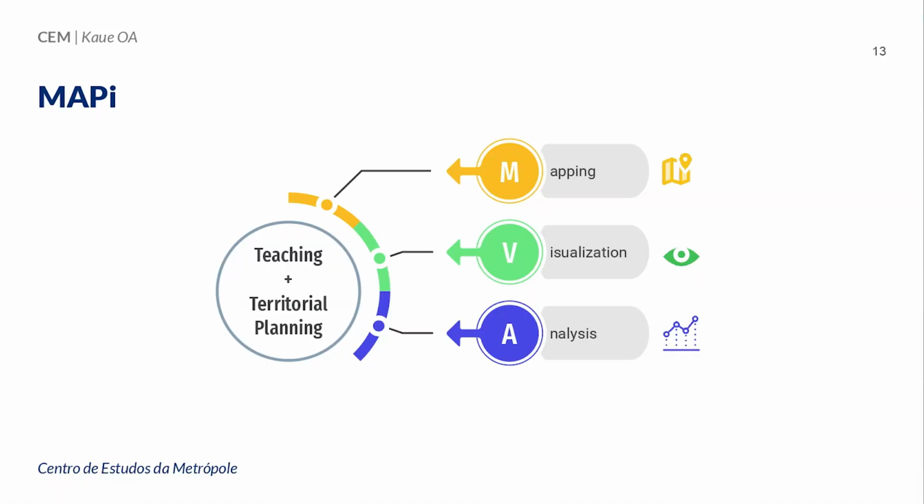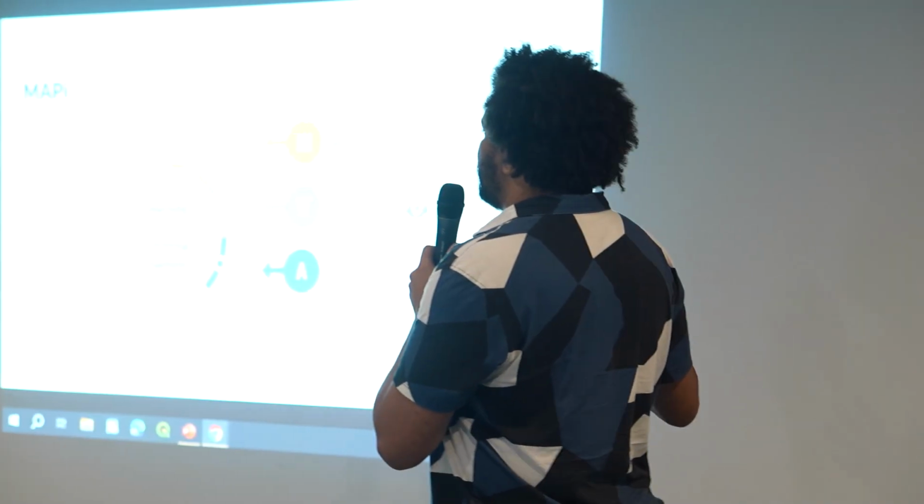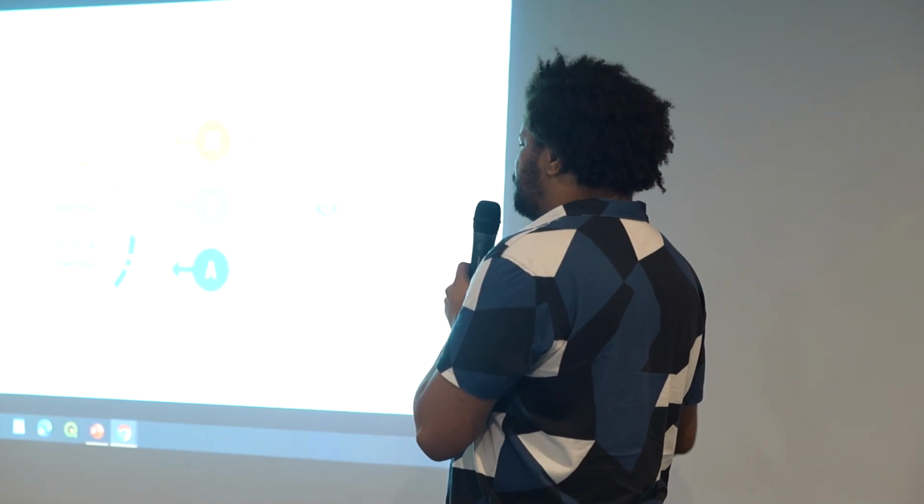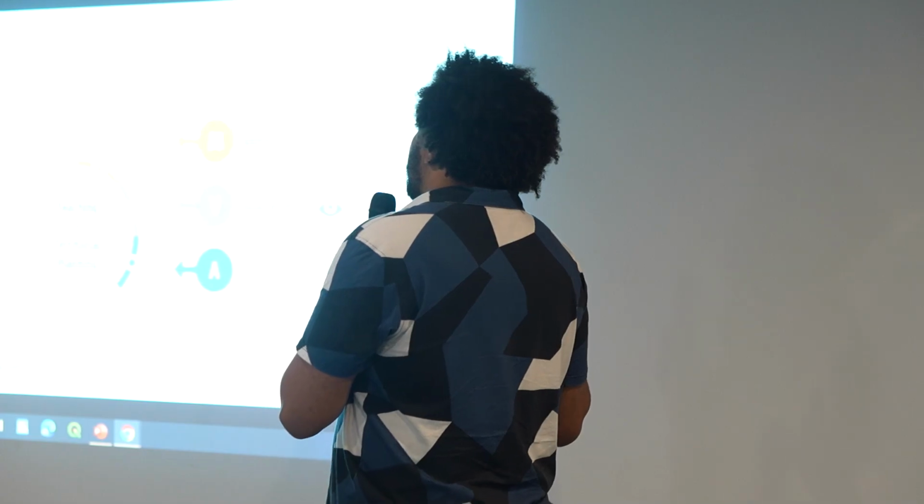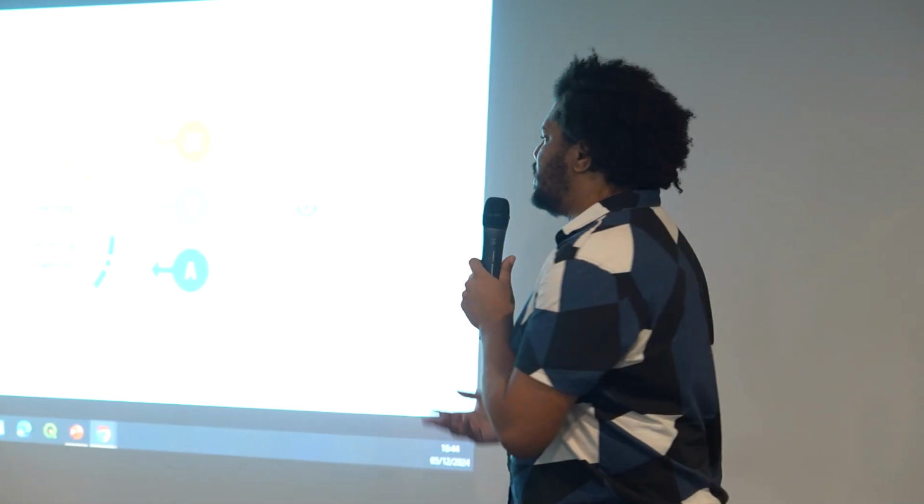So we came to this final diagram that wraps it up. The three axes of functionalities that we have in MAPi, and the two main objectives that we are aiming to provide. Basically, we are building this platform to be a support tool for territorial planning, urban planning, and teaching, as I said.